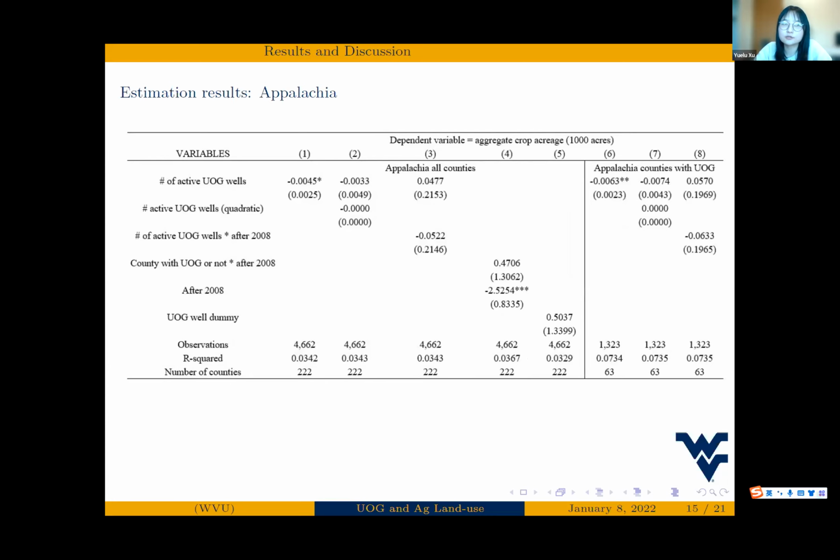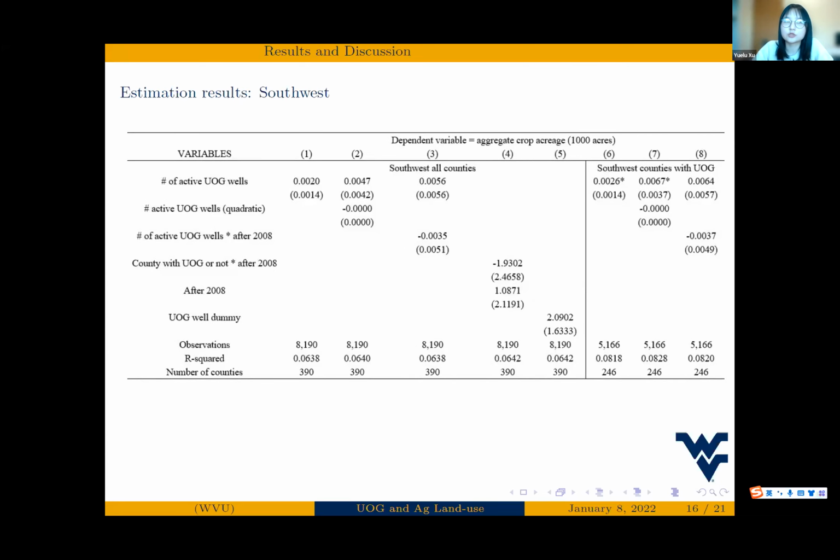For the Appalachia region, the UOG development affects agricultural land use negatively and linearly. Other impacts are statistically insignificant. This finding is consistent with previous literature, which found that there was little change in total farmland acres in drilling relative to non-drilling counties in this region. Our possible explanation is that most agricultural counties in Appalachia do not have the UOG resources. The shale play is largely located beneath the Allegheny Plateau with lower productivity soil.